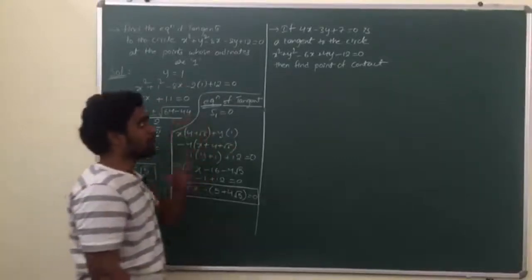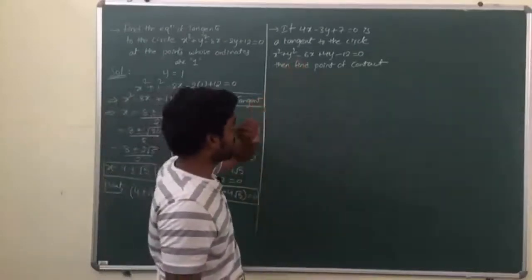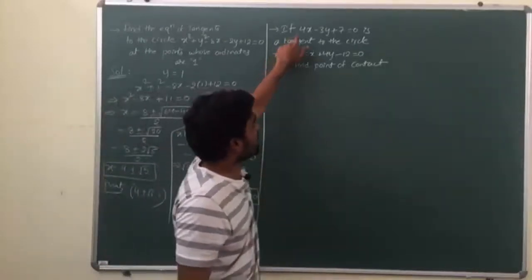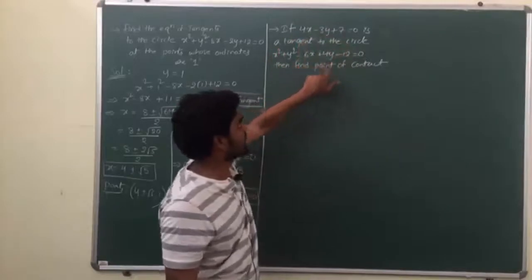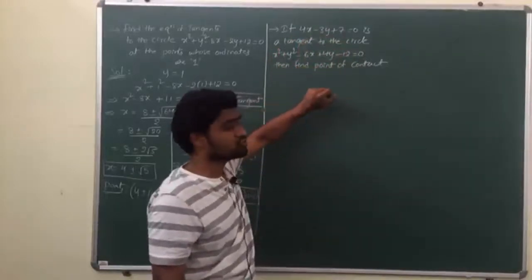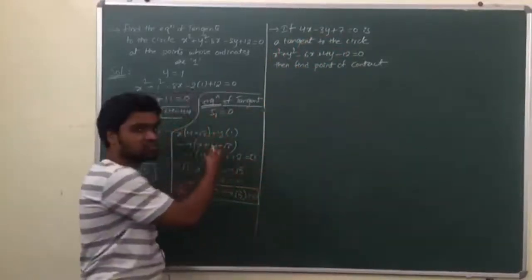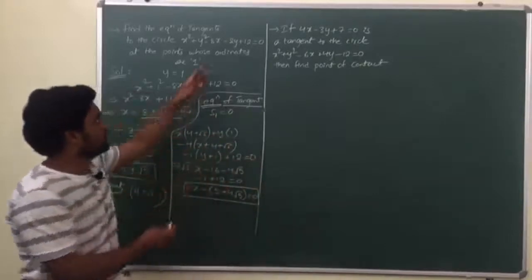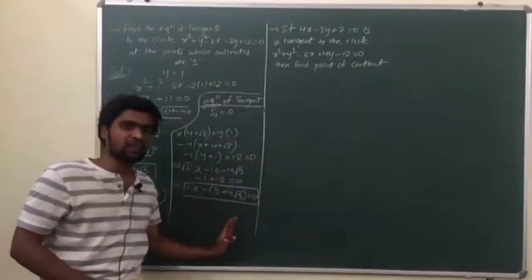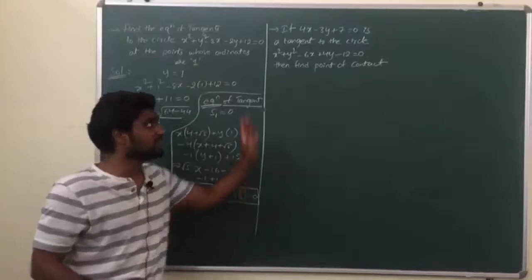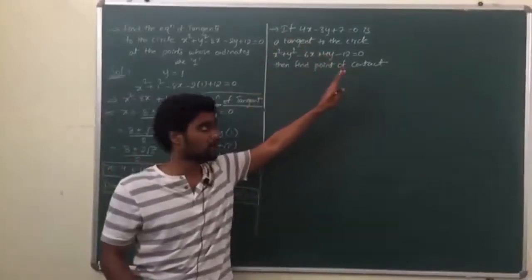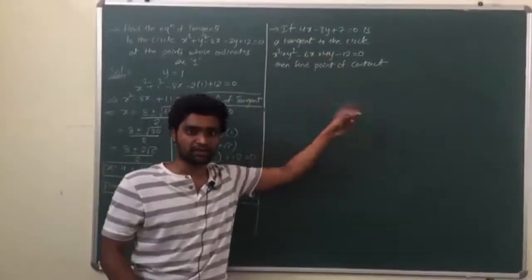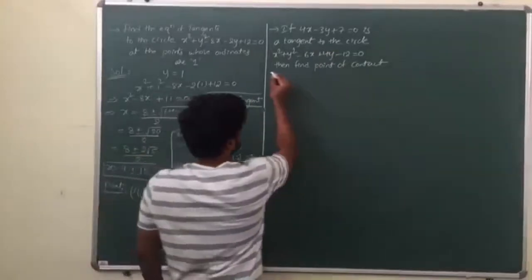Now coming to this one, this is the equation of a tangent to this circle, and the question is to find the point of contact. See, this is the reverse questioning. Earlier, the point is given and we are asked to find the equation of tangent. Here, the equation of tangent is given to the circle and we should find the point of contact. Okay, observe this.